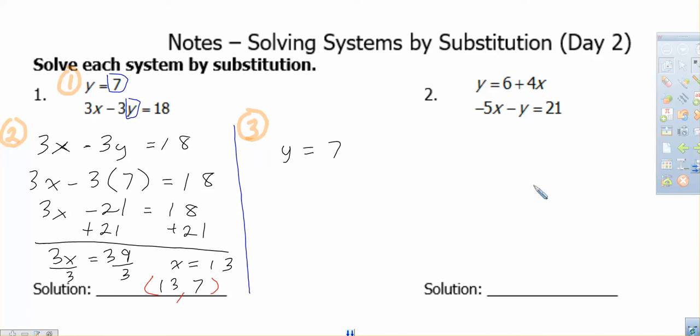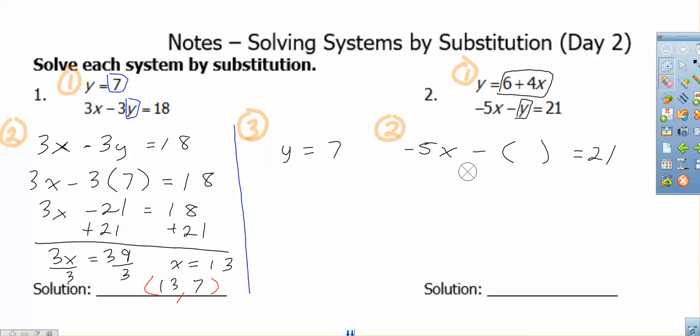All right, number 2, step 1, pick the equation where we either have x or y by itself. In this case, it is that first equation. So step 2, take the second equation, negative 5x minus y, and replace, in this case, y with 6 plus 4x. So that is, let me erase that so that I have space for that. 6 plus 4x.